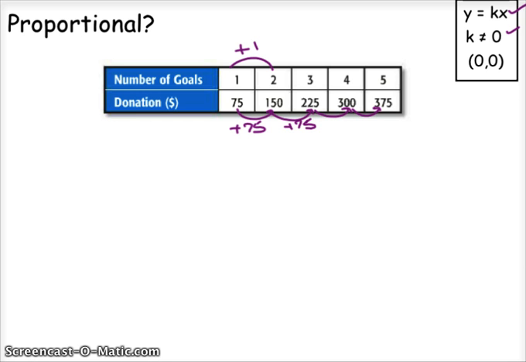The last thing to check is, would it go through 0, 0? If we plotted this on a graph, would it go through 0, 0? So if I went backwards, if my x was 0, my number of goals was 0, what would my donations be? Well, notice we're adding 1 each time, so to go backwards 1, to follow the same pattern, just reverse it. So instead of adding 75, we would subtract 75. And so 75 minus 75 is 0. And so yes, it would go through 0, 0. So that checks out. This would be considered a proportional relationship.